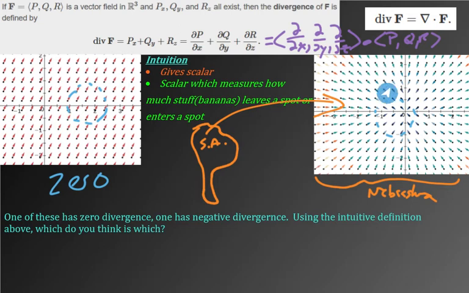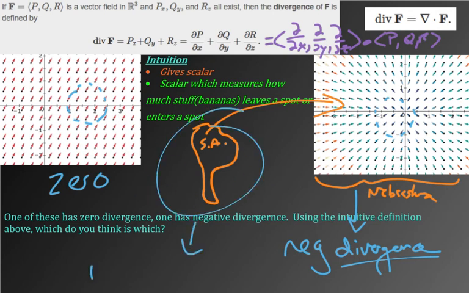So Nebraska, where I'm importing bananas, this thing would have a negative divergence, because there is an increase in the amount of bananas. But South America here would have a positive divergence because you have bananas diverging from that region. That's literally what it's measuring.